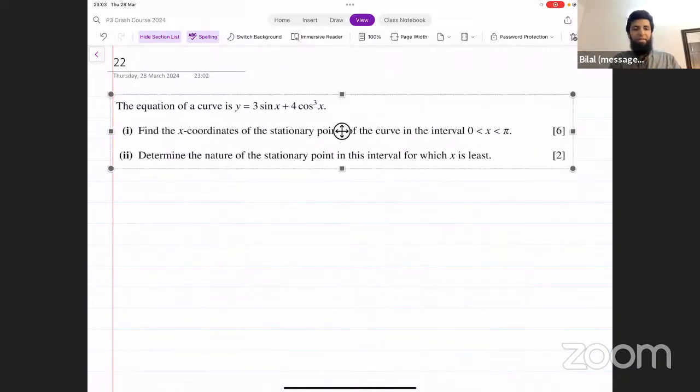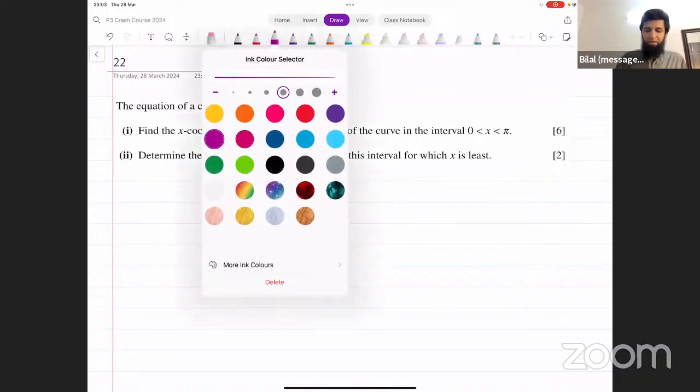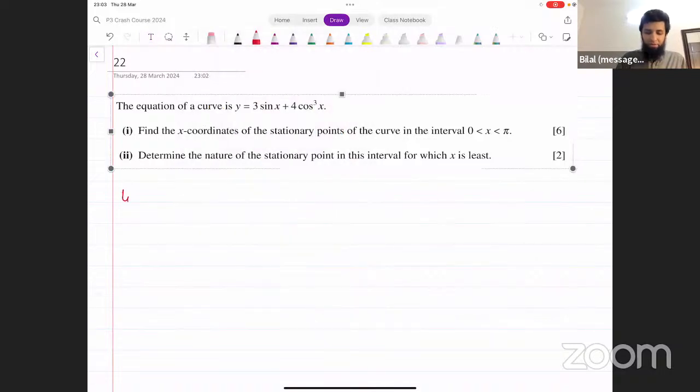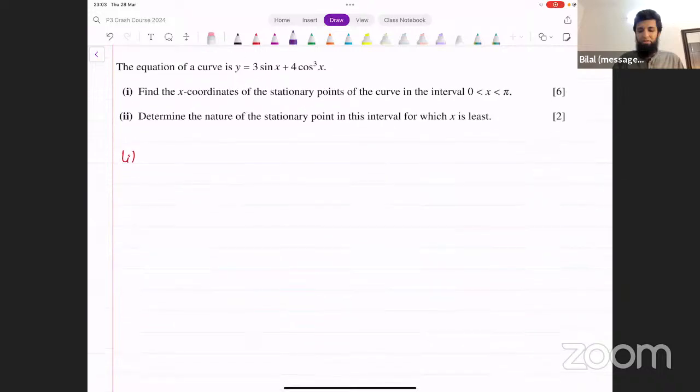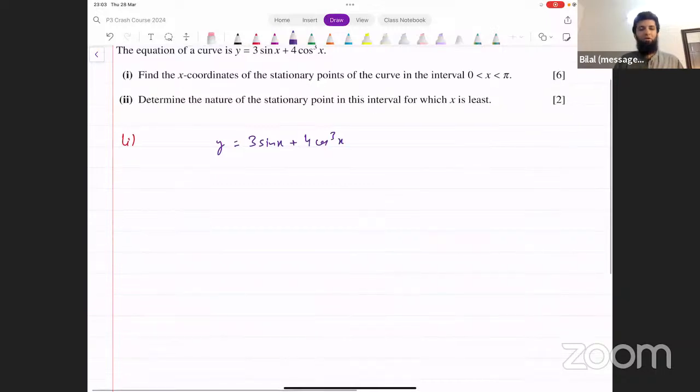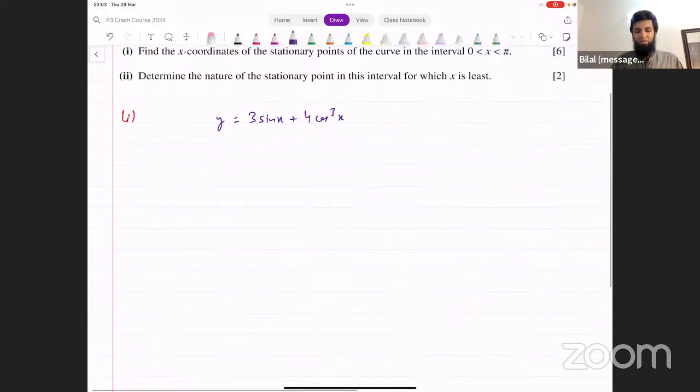Okay, so the equation of a curve is y equals 3 sine x plus 4 cos cube x. We need to find the x coordinates of the stationary points of the curve in the interval 0 to pi. Again, we're looking for the stationary points, right? So all we have to do is differentiate this function, y equals 3 sine x plus 4 cos cube x. We're looking for the x coordinates of the stationary points. All we have to do is find the derivative of this function.